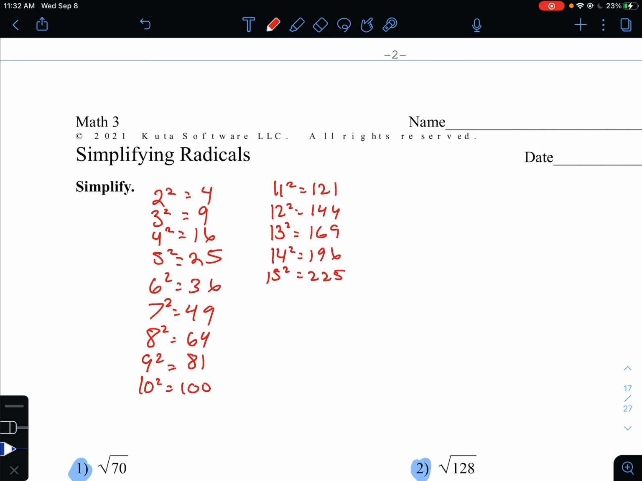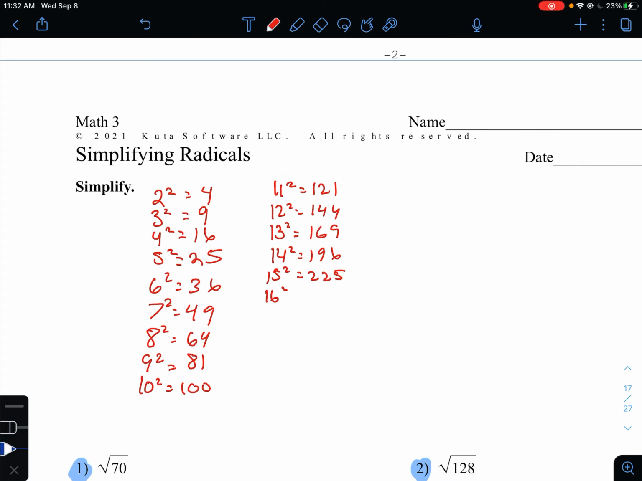Now, I would say that you should have all of these at least memorized. I remember I had a teacher make me memorize these in my freshman year, I think, and it was actually quite useful to have all of these memorized. So I would at least have up to 20 or up to 15 memorized, but I'm gonna go ahead and give you guys up to 20.